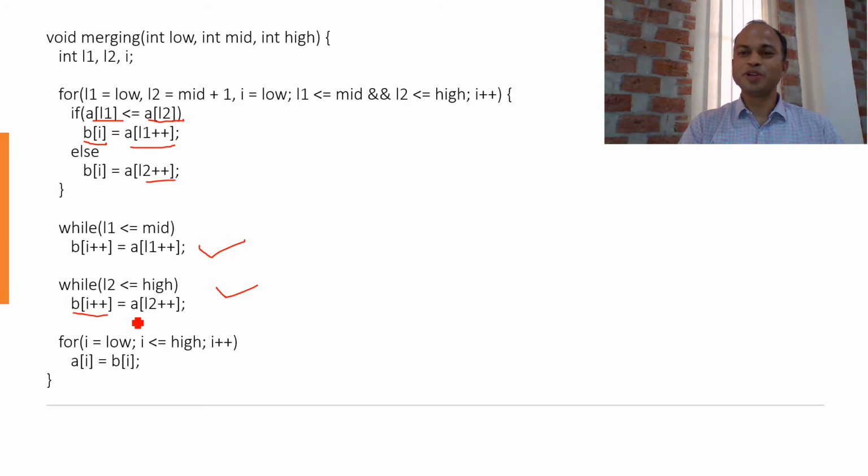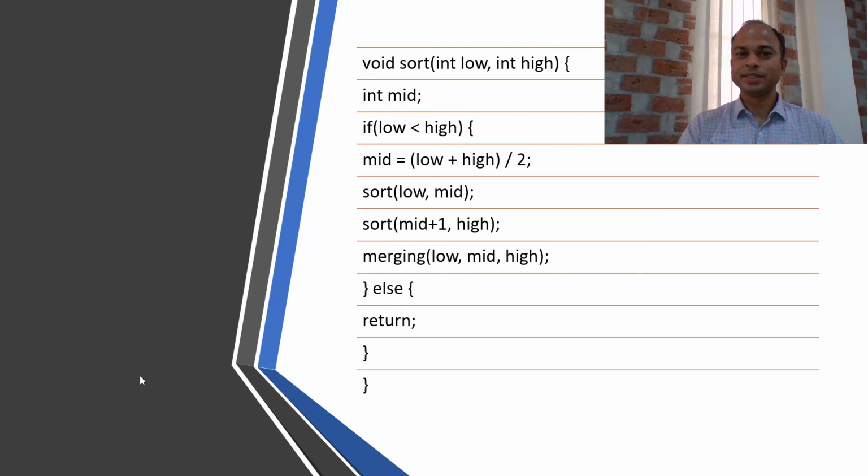After it, our original array is A. So we are copying all the elements of the B array into the A array. So this is the merging procedure. We have to use one more function. This function is called sort. This function is used to divide a large array into smaller arrays and finally combine.